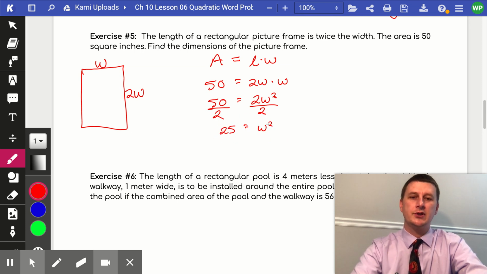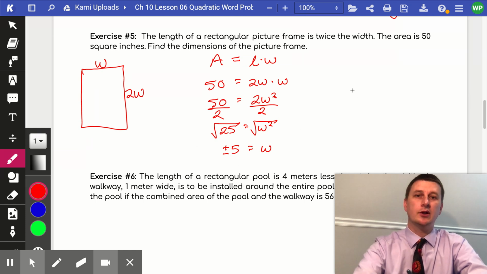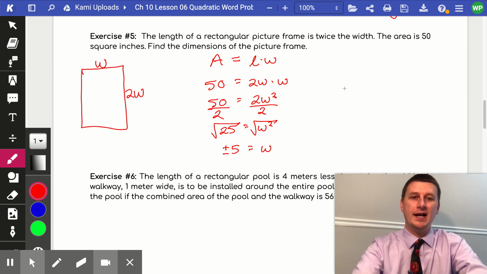Now, how do I undo a square? Well, I'm going to take the square root of both sides. And when I take the square root of both sides, I'll be left with W is equal to plus or minus 5. But again, we're dealing with dimensions here. We're dealing with length and width, and you can only have a positive length and width. So your width here is going to be 5.